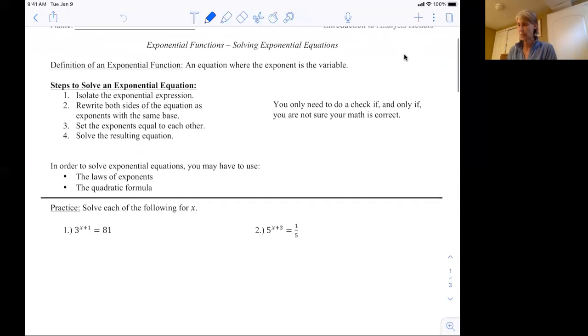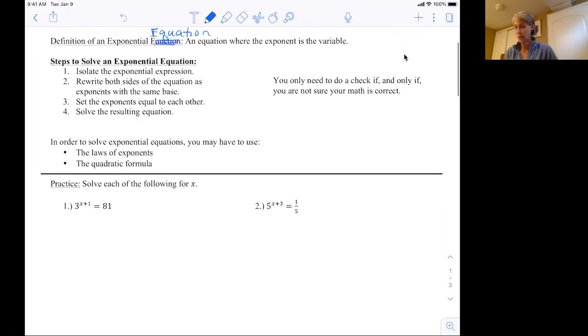Basically, the definition of an exponential equation is an equation where the exponent is the variable. Steps to solving an exponential equation.